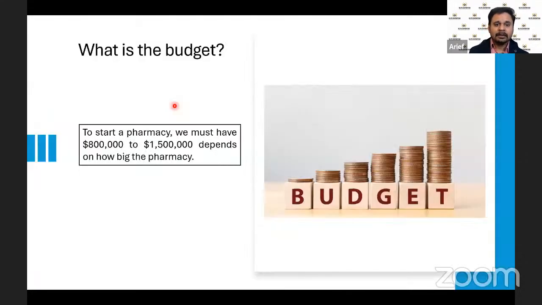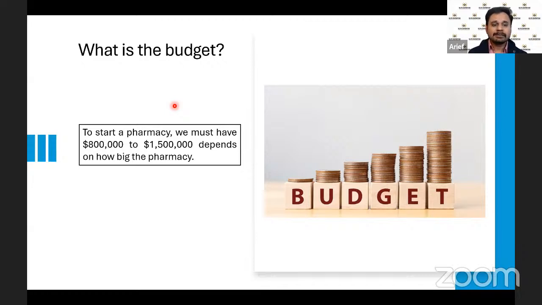Okay, then what is the budget to start a pharmacy in Australia? In case you are planning to start a new pharmacy, without any franchisee or partnership, completely new by ourselves, then how much amount do we need to have, how much budget do we need to have?